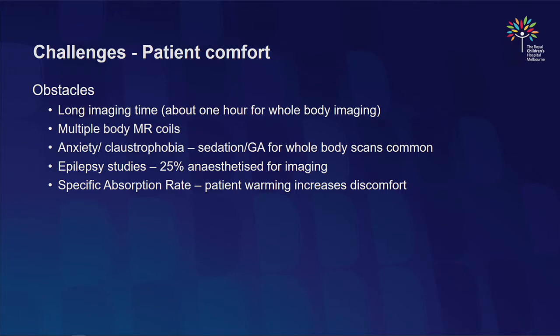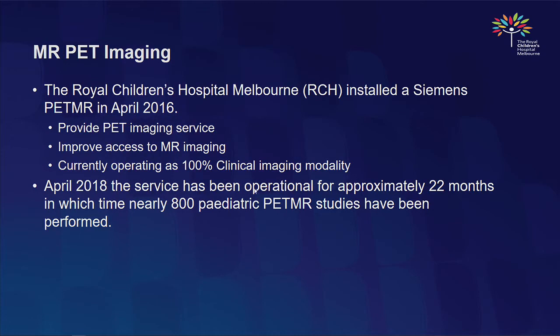It's a long imaging time. We have multiple coils. We have high levels of anxiety and claustrophobia with a large number needing sedation and GAs. And even within the epilepsy studies, which are shorter studies, we still have about a 25% rate of anaesthetisation required. So that's done after uptake. So we do anaesthetics for imaging, but they have had their uptake prior to this time. And they get hot, particularly with the long studies.